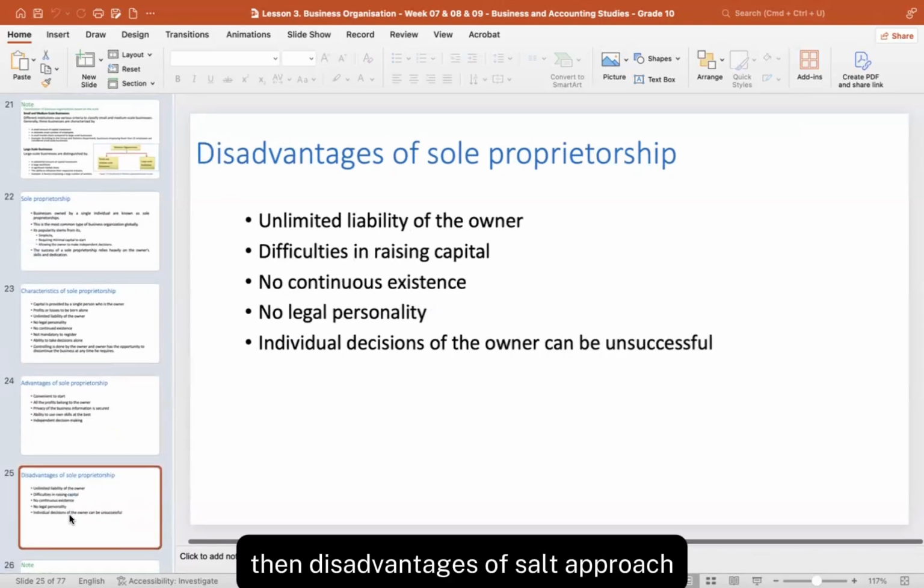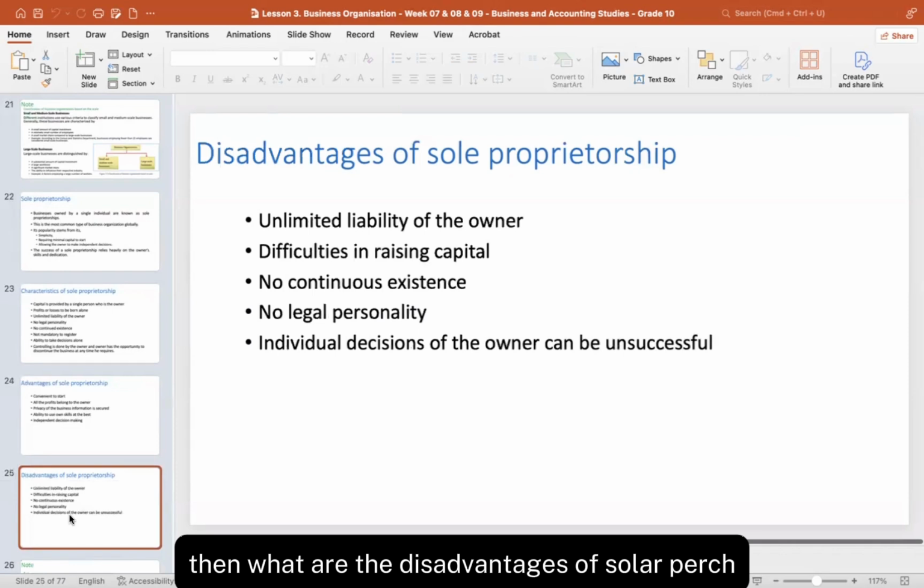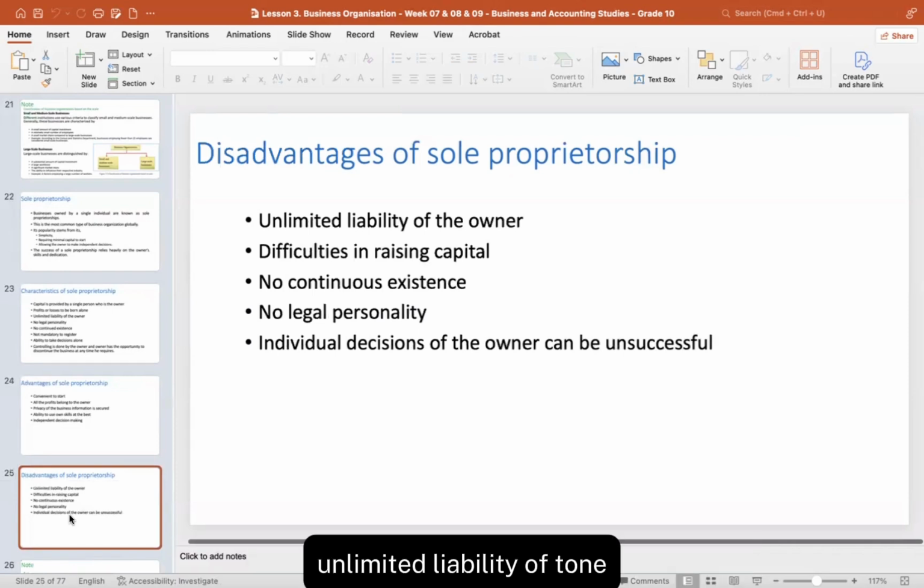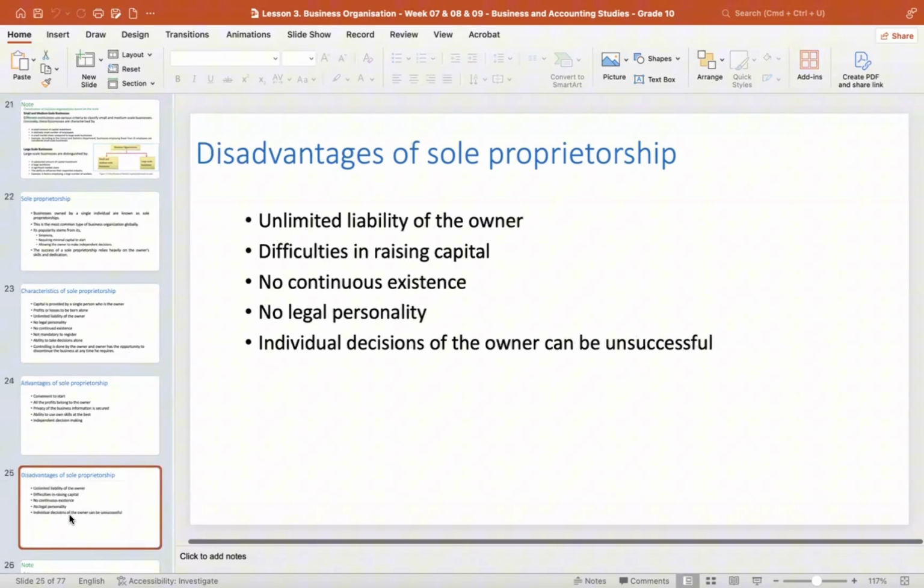Then disadvantages of sole proprietorship. What are the disadvantages of sole proprietorship? Unlimited liability of the owner. ඕනට unlimited liability එකක් තියෙනවා. තම මොන හරි වුණොත් එහෙම business එකේ තියෙන assets, තමන්ගේ assets ඒ ඔක්කොම ඉක්වරන්න වෙනවා. මොකද capital එකට ඕනගේ capital එකට liability එක restricted වෙන්නේ.